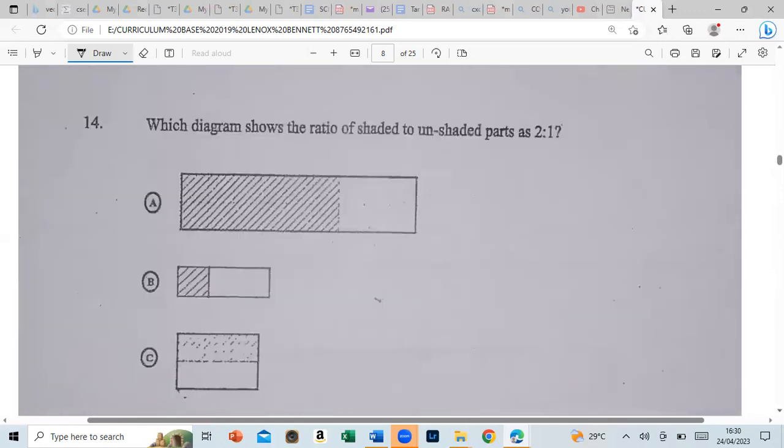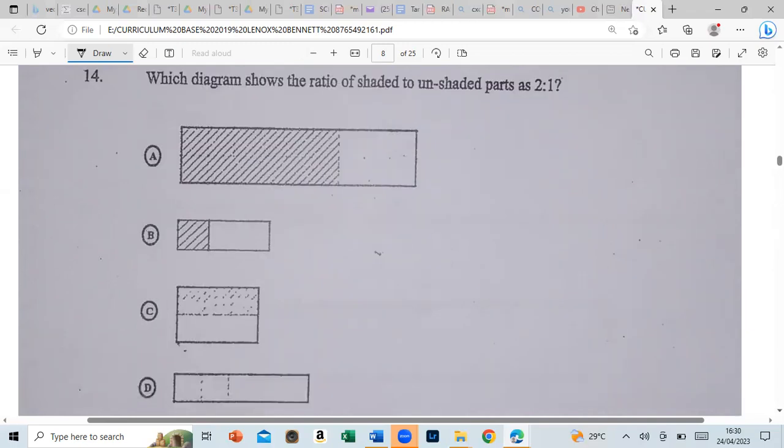Which diagram shows the ratio of the shaded to unshaded parts 2 to 1? It says shaded, so this is 2 times this in terms of value, so it's 2 to 1. So that would be A, so 14 would be A. This would have been 1 to 2, which is not correct because they say 2 to 1. So the shaded part must come first.